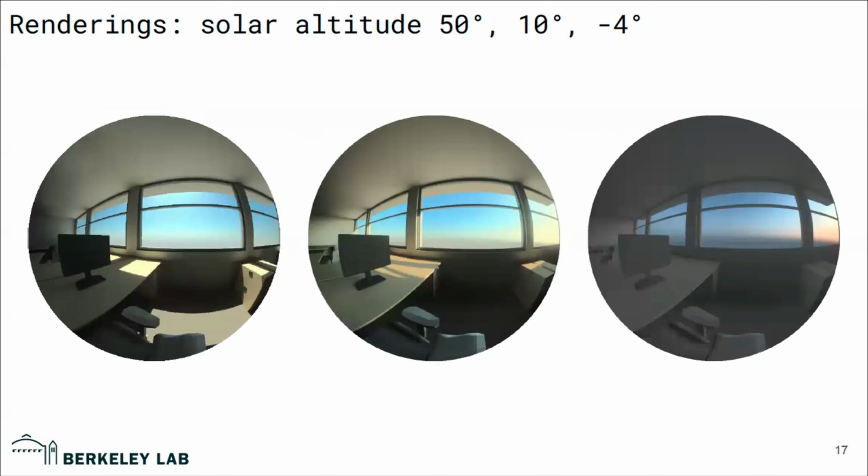So this is some of the sample renderings with the sky cover. So this is the variation in solar altitude. So we have a 50-degree, 10-degree, and -4 degrees in terms of solar angles. The solar radiance, the sky radiance all change depending on the solar angles. You can see that based on the color of the sun patch on the desk here.